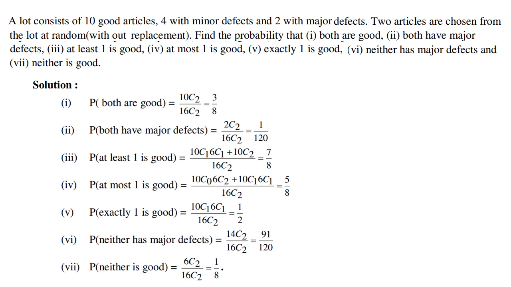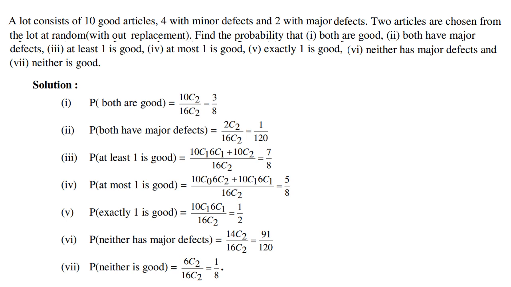To find the probability that both are good: totally they have given 10 good articles, with 2 major defects and 4 minor defects. So totally there are 6 articles with defects. 10 plus 6 is going to be 16. So the probability that both are good is 10C2 divided by 16C2, which is going to be 3 by 8. Now to check whether both have major defects, it is going to be 2C2 divided by 16C2, so it is going to be equal to 1 by 120.